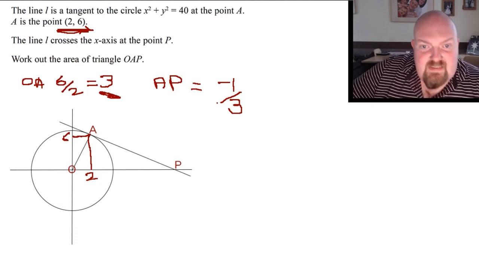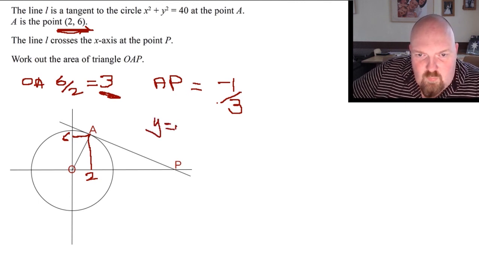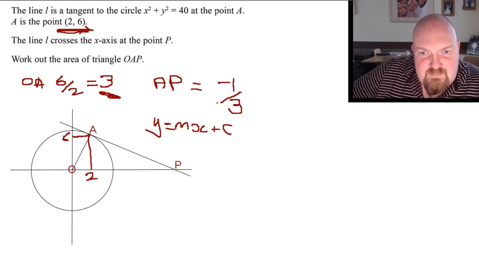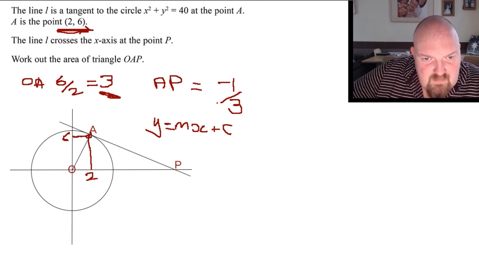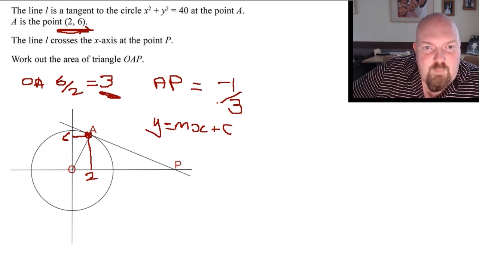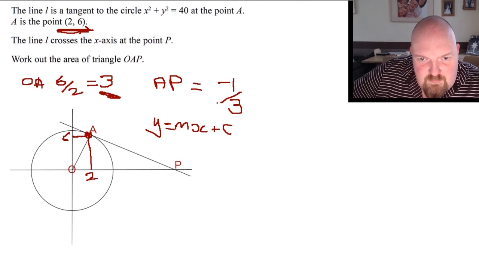Right, so we've got this now. Because AP is a straight line, we can start to plot it as y equals mx plus c. We can fill 3 of these things in. We know the gradient, m, is -1 over 3. We know that one of the points, this point here, has y equals 6 and x equals 2. So I know that 6 equals -1 over 3 times 2 plus c.